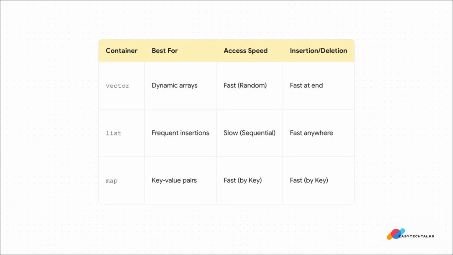Now, a vector is awesome, but it's not the only tool in the box, right? The STL gives you a whole range of containers, each one built for a different job. A vector is your go-to for fast random access. A list is way better if you're doing a lot of adding and removing in the middle of your data. And a map is perfect for key value pairs, like a dictionary where you look up a word to find its definition. The most important thing is just picking the right tool for whatever you're trying to build.